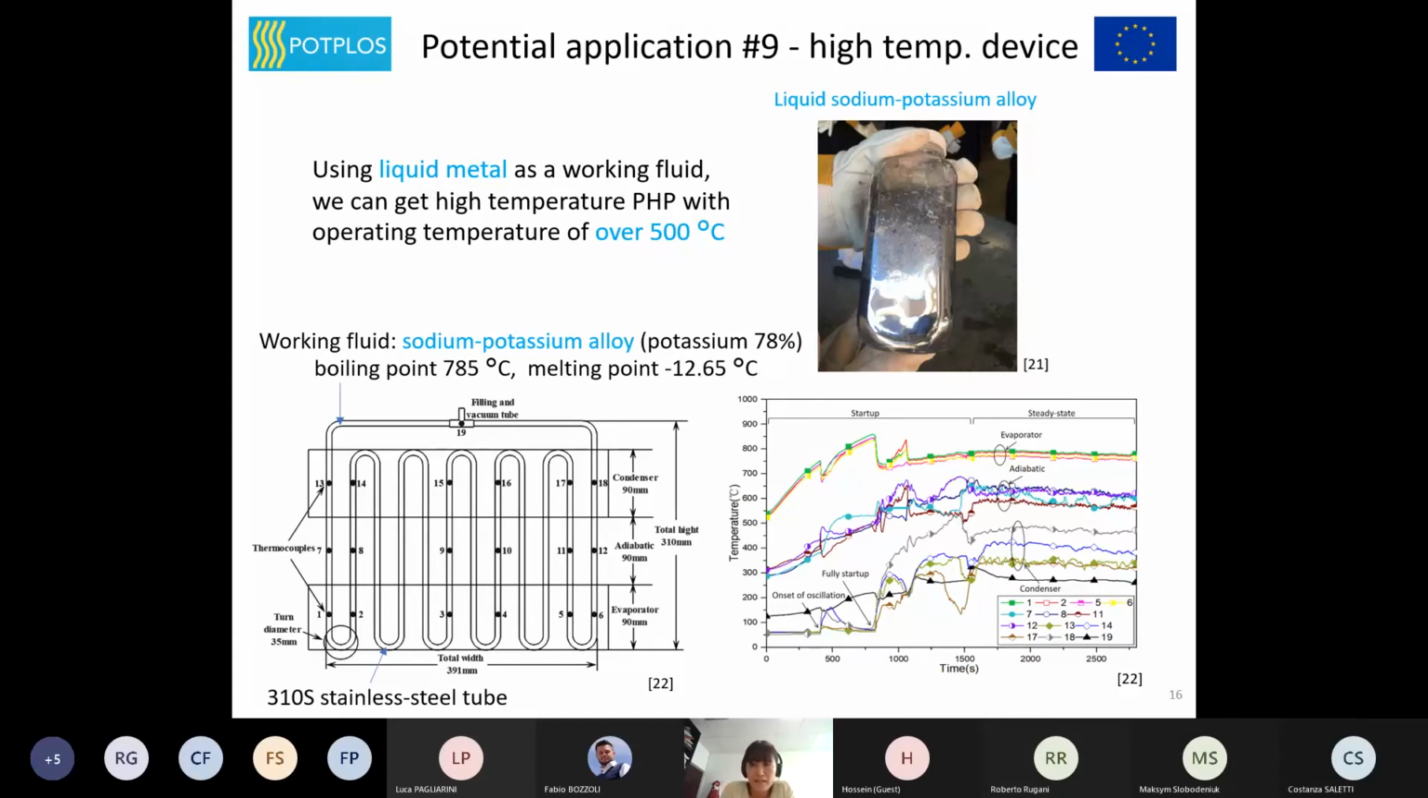The left image shows a PHP composed of a stainless steel tube. Sodium potassium alloy is filled in it. The test result shows the PHP starts up and operates at the evaporator temperature of around 800 degrees C.